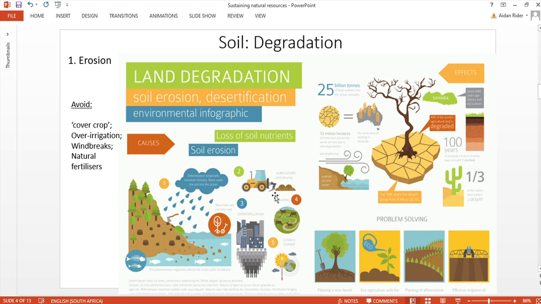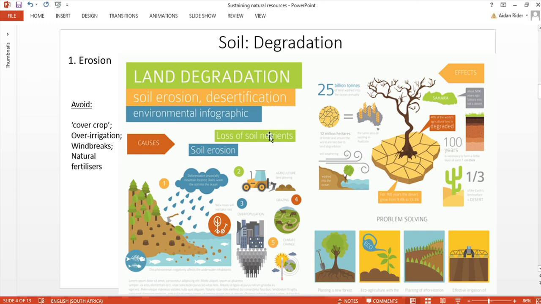Overgrazing can also cause the plants to be rooted out and the soil to be made loose, and the soil can also wash away with the next rain. Then also, like we mentioned, monocultures can use up the nutrients. When the veld is burned as well, it can degrade the soil, and artificial fertilizers can also be a cause of it.